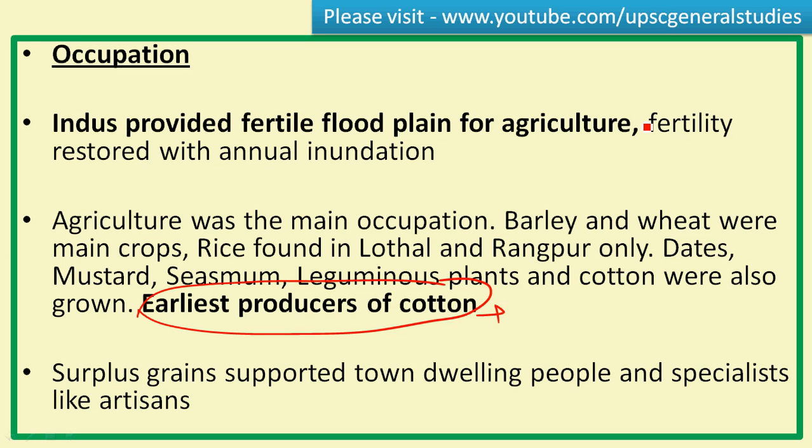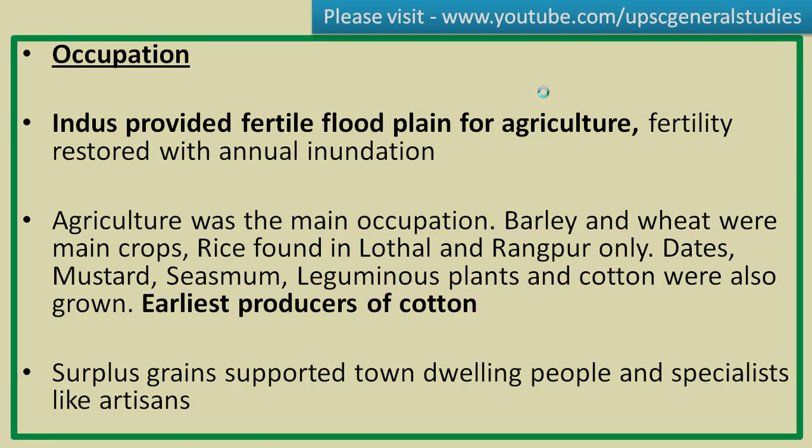Barley and wheat were the main crops, and rice was found in Lothal and Rangpur only. They also grew dates, mustard, sesame, leguminous plants, and cotton. Surplus grain supported the town dwelling people. Harappan civilization is majorly an urban civilization, so they needed surplus food grains to sustain the specialized artisans, town dwelling people and aristocrats. Because of the prosperous agriculture, it could support the town population during the Indus Valley civilization.